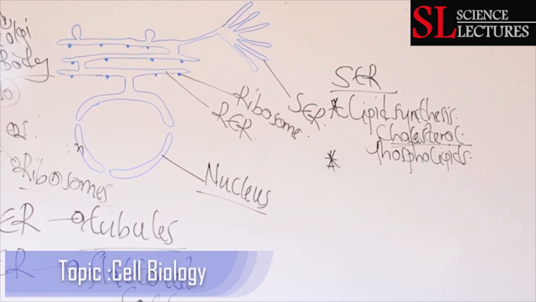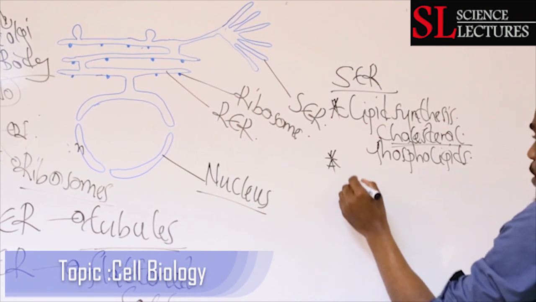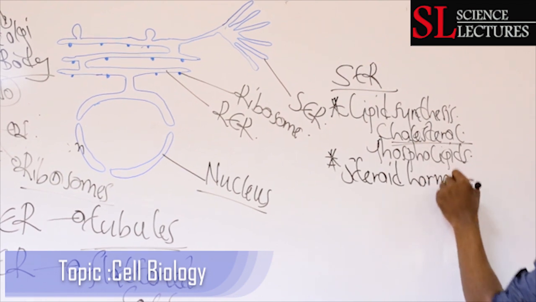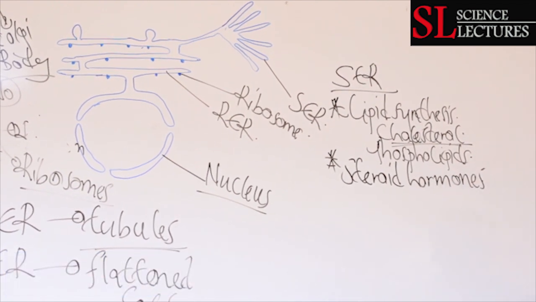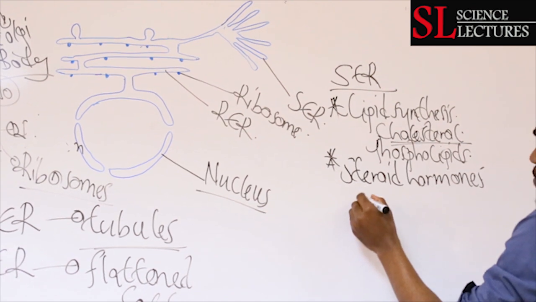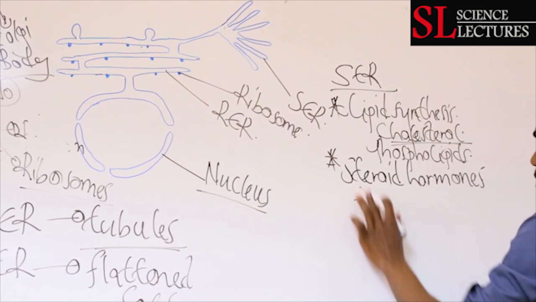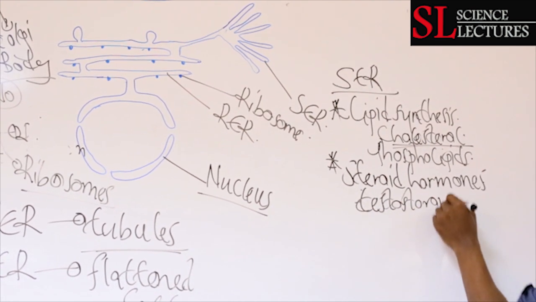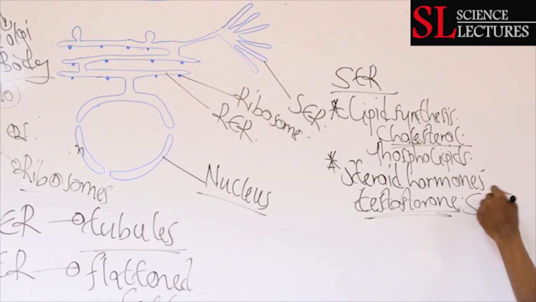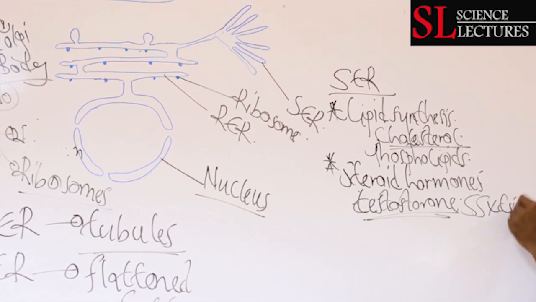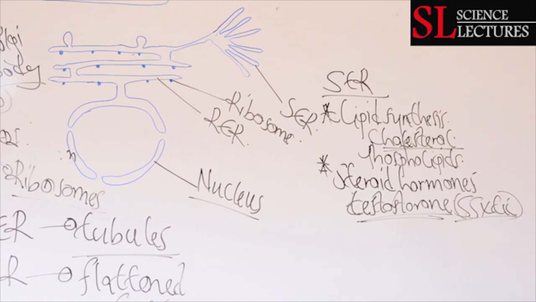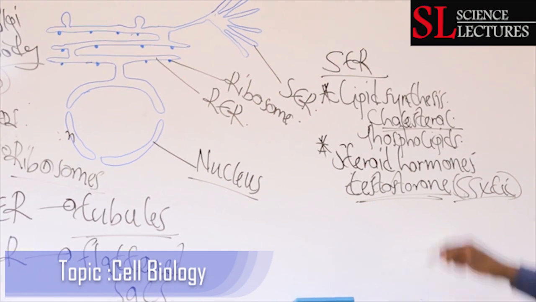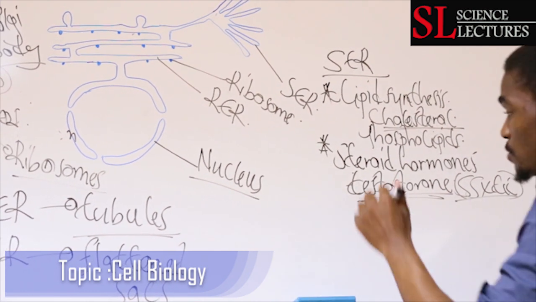Then the smooth endoplasmic reticulum can also synthesize steroid hormones. These are the lipid-soluble hormones. Examples of such hormones: progesterone, testosterone, which is a very important hormone in males because secondary sex characteristics in males are supported by testosterone. Then we can have corticosteroids and estrogen. All those steroid hormones are synthesized by the smooth endoplasmic reticulum.